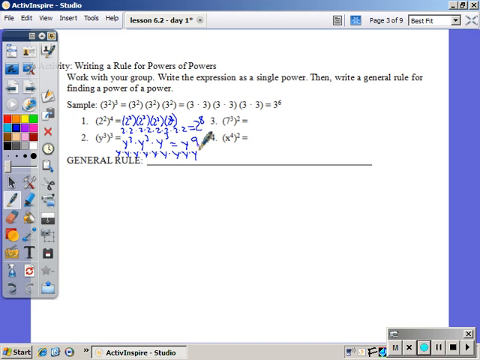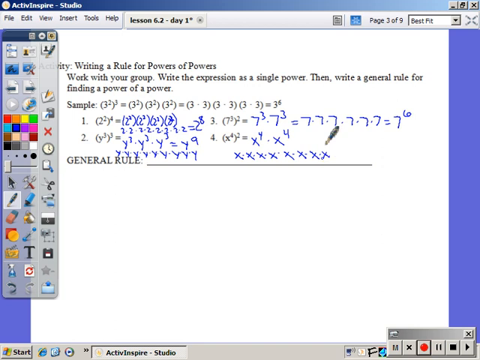Same sort of thing over there in number 3, 2 copies of 7 to the 3rd, and then that means 3 copies of 7 each time. Therefore, I have 6 total copies of 7. Last one, x to the 4th squared, so I have 2 copies of x to the 4th, but x to the 4th means 4 copies of x. There's the first one.